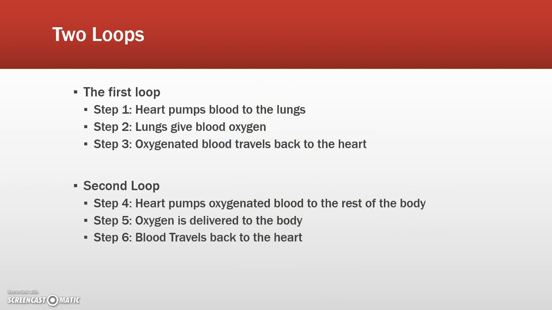So here are those two loops that I was talking about. So in the first loop, your heart's going to pump blood to the lungs. The lungs are going to give oxygen to the blood, and then oxygenated blood now is going to travel back to the heart, where it's going to hit the second loop. So the heart, now that the oxygenated blood is back, pumps the oxygenated blood to the rest of the body. It's delivered by the red blood cells, and then it travels back to the heart, and we start over again.